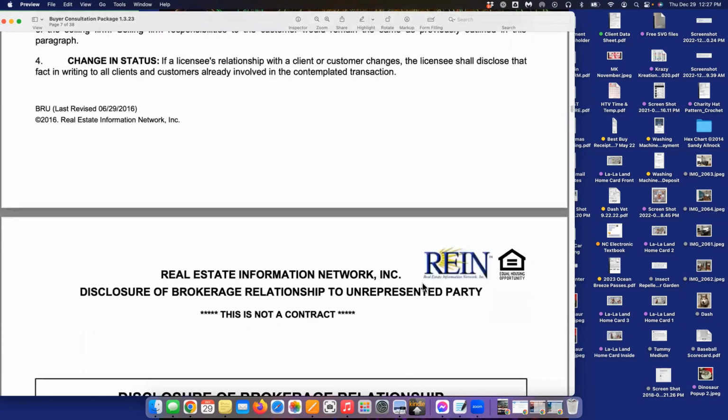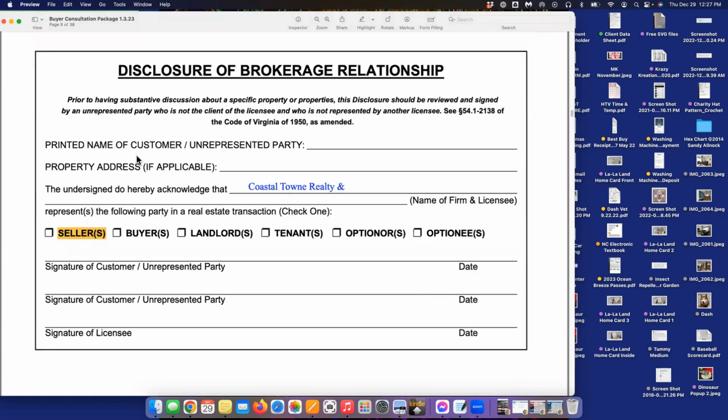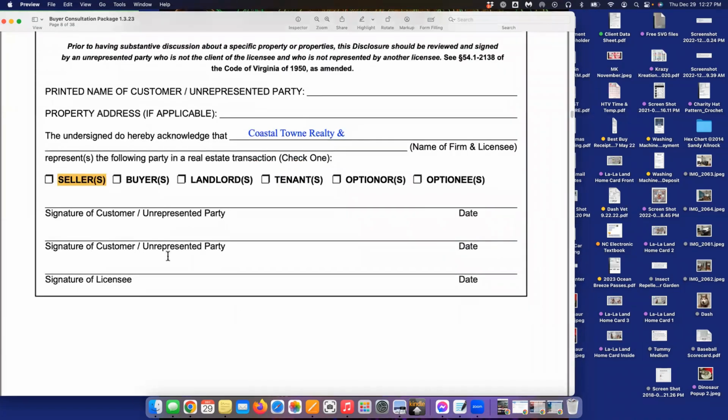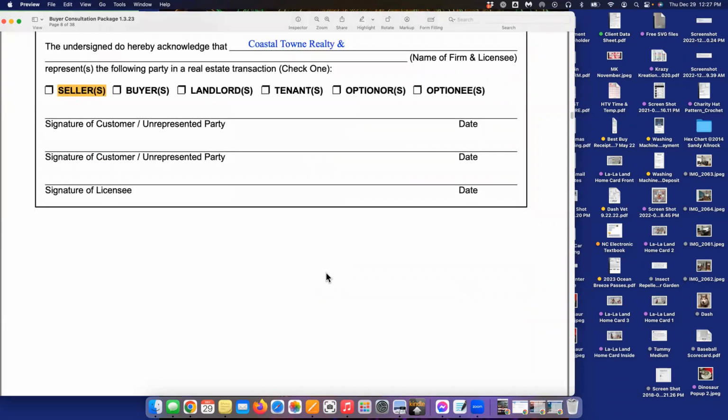And they acknowledge that. You would print their name. This is the unrepresented party, the address if it's applicable, Coastal Town, and your name. And then most times you're going to click that you represent the seller because this is an unrepresented buyer coming to your listing. And then have them sign it and you sign and date it. So that is the unrepresented party form that you could use instead of a buyer broker form.